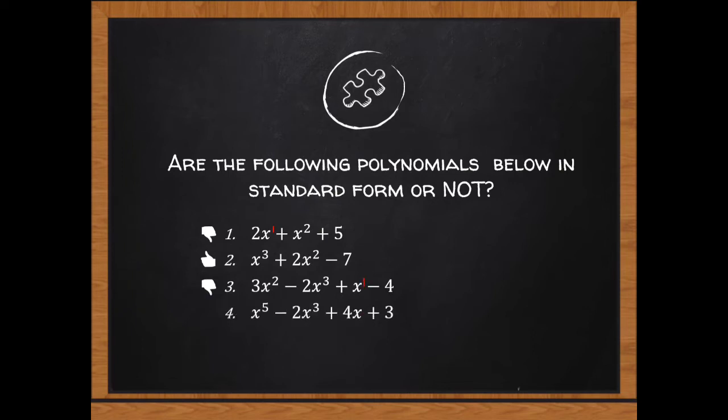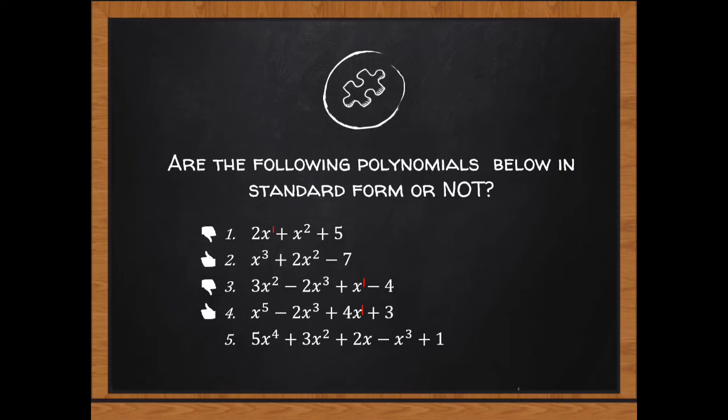Next. X raised to the 5th power minus 2x cubed plus 4x plus 3. In this case, thumbs up tayo dahil 5, 3, and then 1. So, decreasing ang mga powers of x natin.